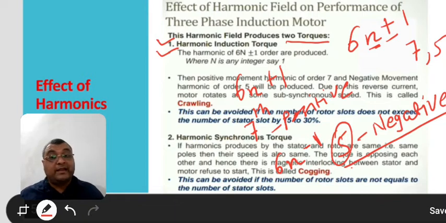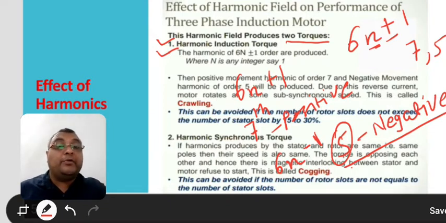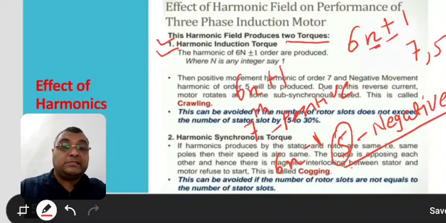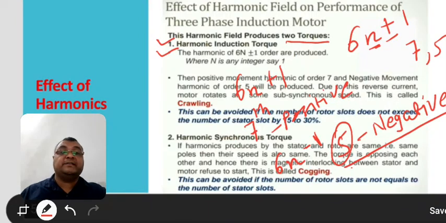So definitely if reverse current is there, then an opposite direction of magnetic field will be there, and due to the opposite direction of magnetic field, the speed will be reduced, which is considered the subsynchronous speed of that three-phase induction motor.